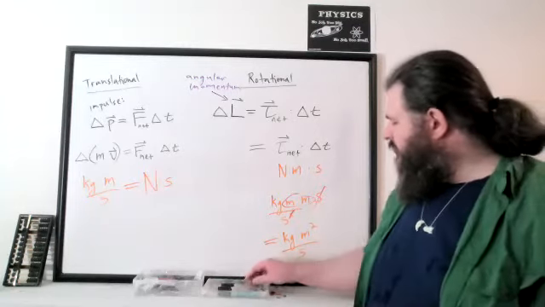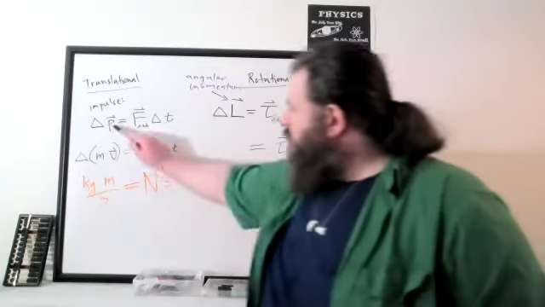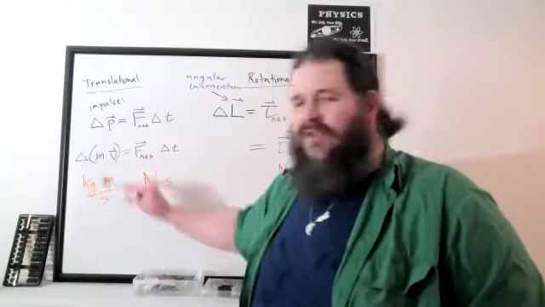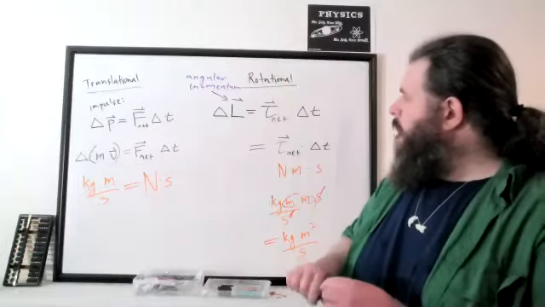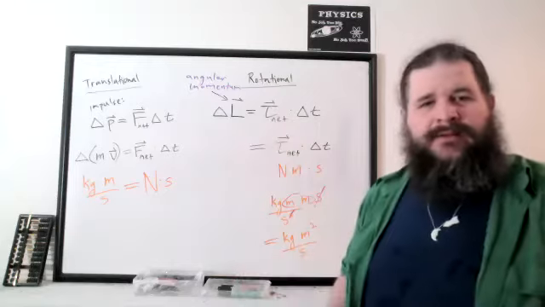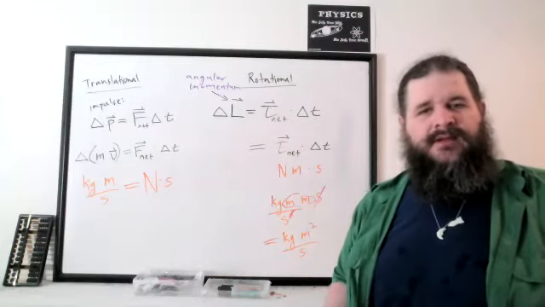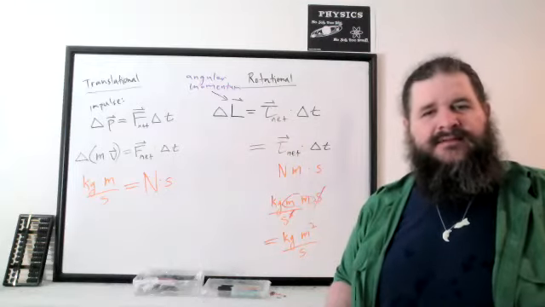Also, if we try to split this up, translational momentum splits up into mass times translational velocity. But what does angular momentum split up into? Can we write that as just a mass times a velocity?